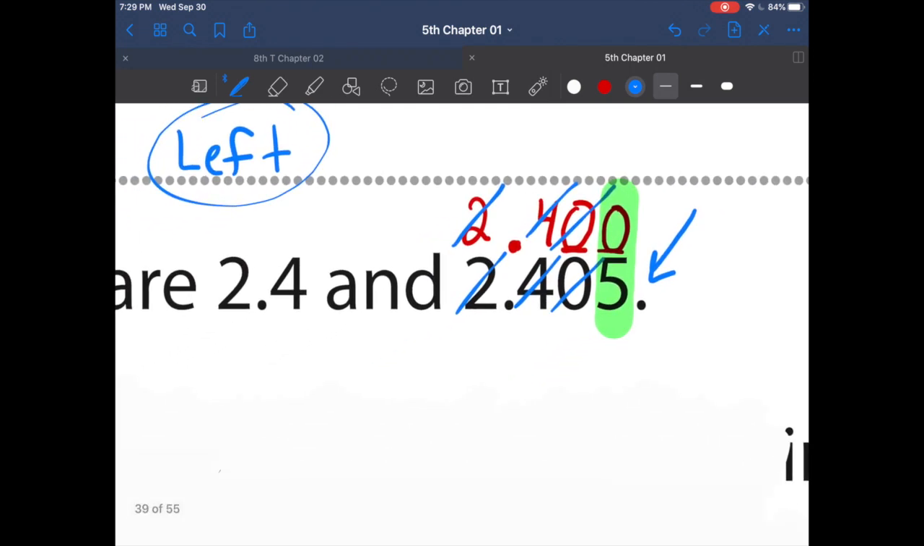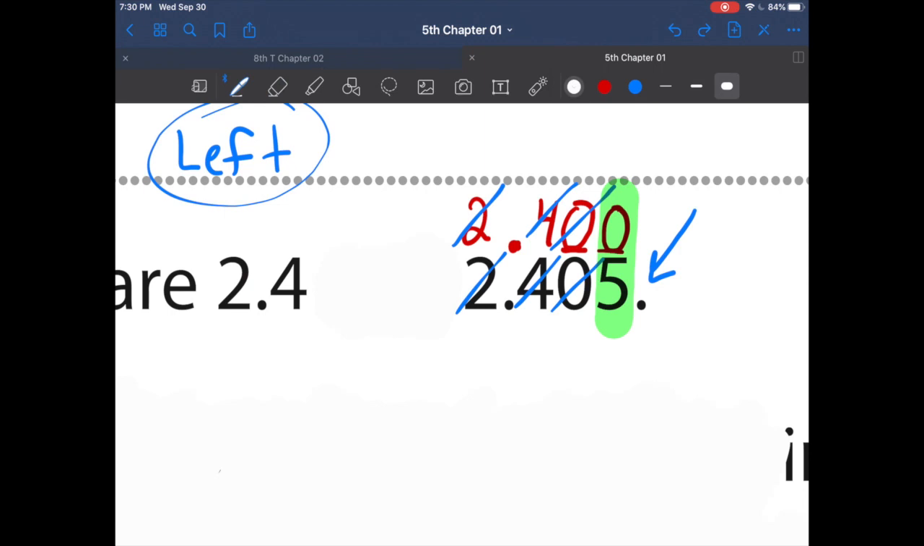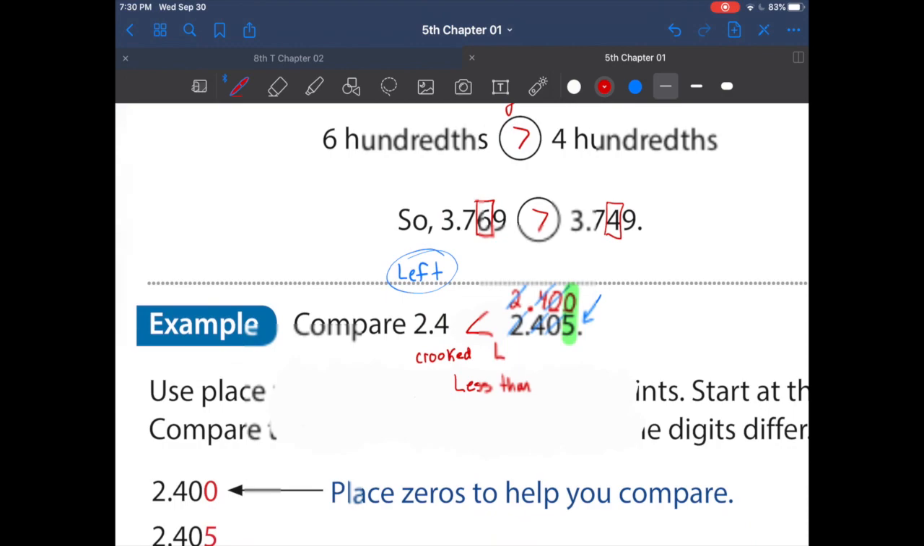So that means when I have this number here, I am going to put, let's erase all that so you guys can, oops, never mind. We're not going to erase that. I'm going to put this sign. Let's make it nice and small. And what was this sign called again? It looks like a what? A crooked L. And that means this would be less than. So 2.4 is less than 2.405.